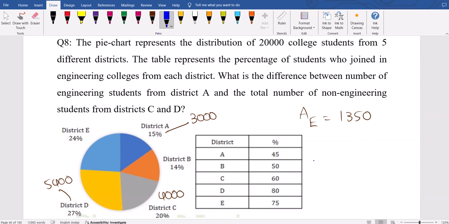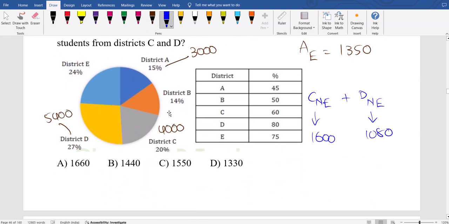Next, C and D not joining engineering, non-engineering students in C and D together. In C, 60% joined engineering, not joining engineering is 40%. 4,000, 40% is 1600. Whereas D, non-engineering, 20% only, 10% is 540, 20% is 1080. Now the difference between this: 250 plus 1080, 1330 is the answer.